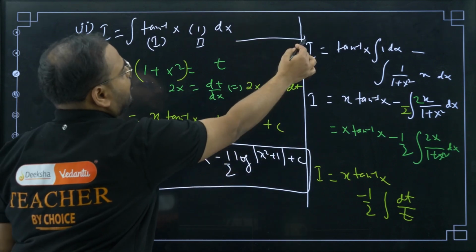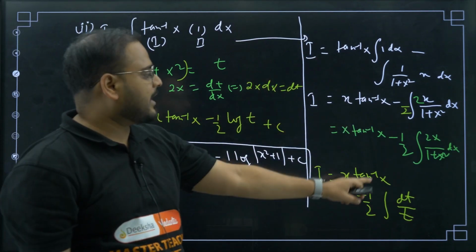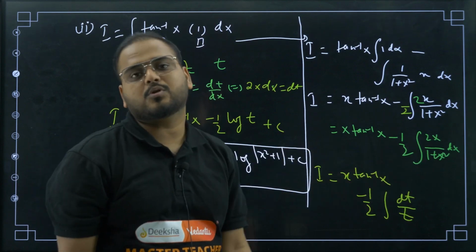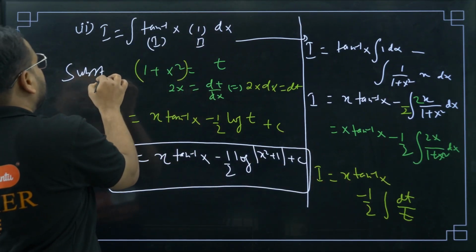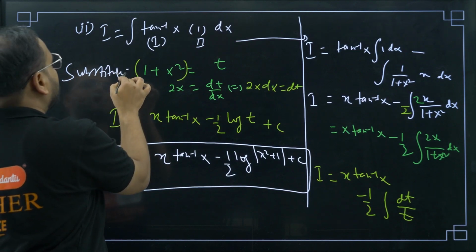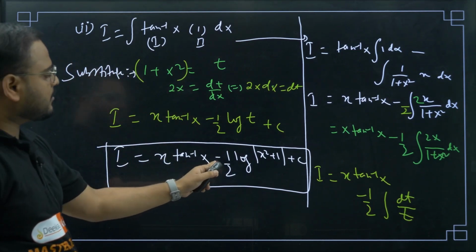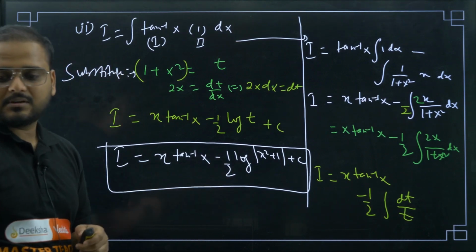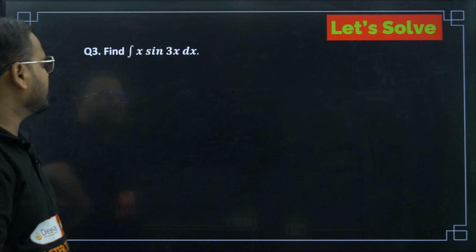Over here, please have a look. Over here I have integrated. For the second part I have to use what? I multiplied 2 on both sides. Use the substitution. This is my substitution. So substitute. From here I got the answer as x tan inverse of x minus 1 by 2 log of x square plus 1 plus c. Visible? Yes. Moving on.